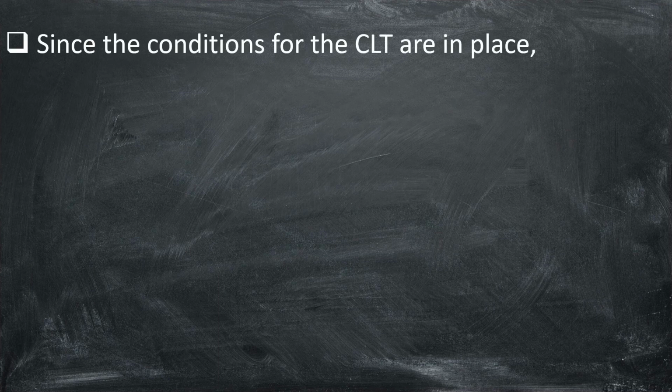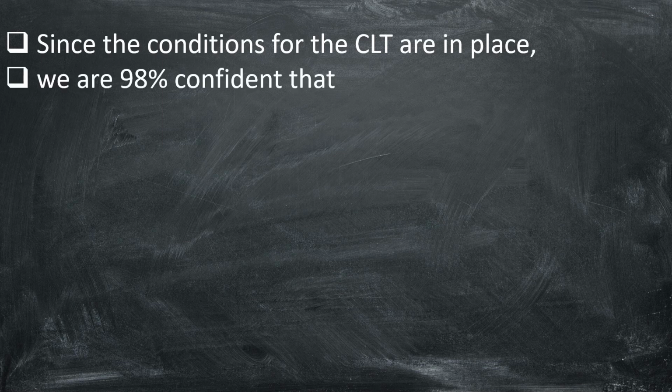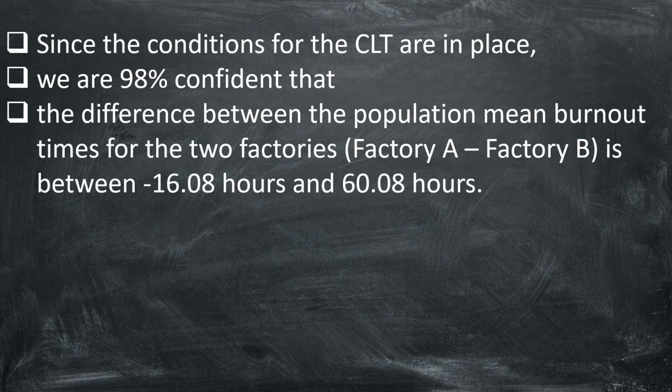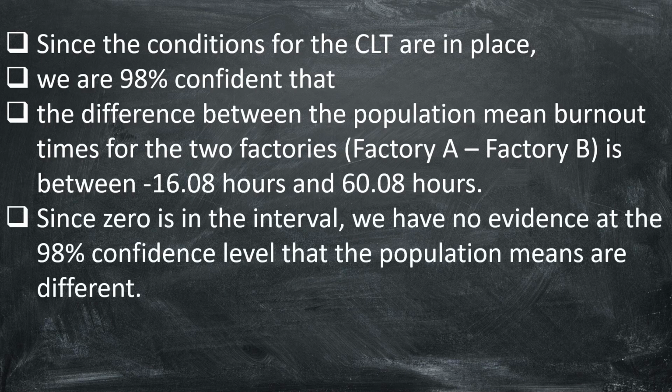So here we are. We start with, since the conditions for the central limit theorem are in place, we are 98% confident that the difference between the population mean burnout times for the two factories, in this case factory A minus factory B, is between minus 16.08 hours and 60.08 hours. Since 0 is in the interval, we have no evidence at the 98% confidence level that the population means are different. That's 5 points right there.